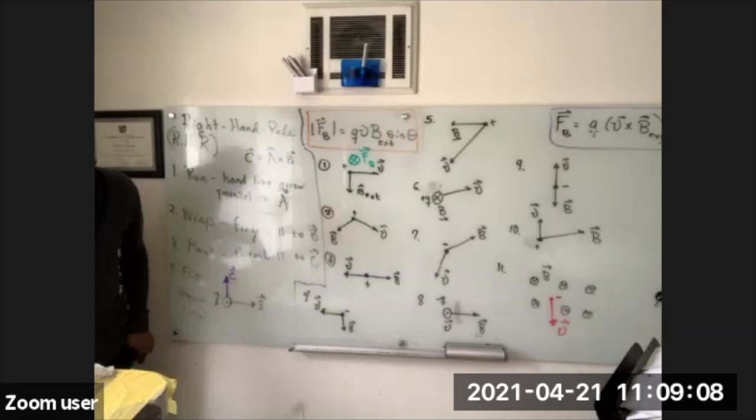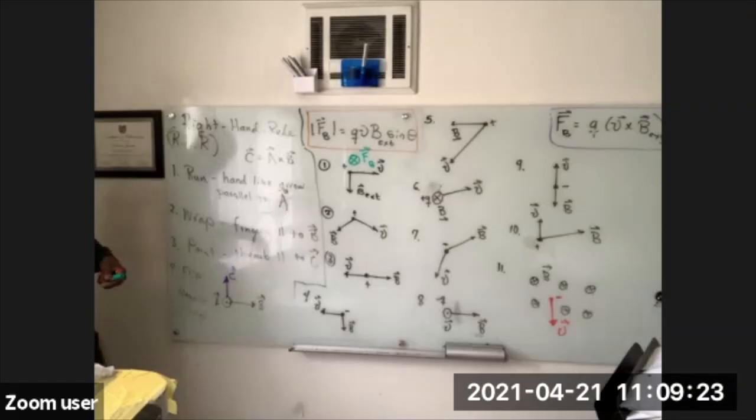So if I point my hand in the direction of the velocity, and if I curl my fingers towards the direction of the magnetic field, then my thumb should be pointing down, and since it's a positive charge, that's the direction of the force. Okay, do that one more time. Towards the velocity, and then I curl my fingers towards the magnetic field, and then my thumb is pointing down.